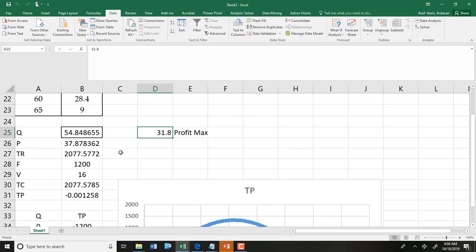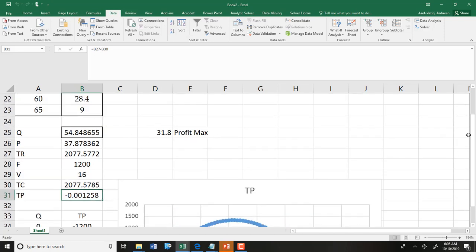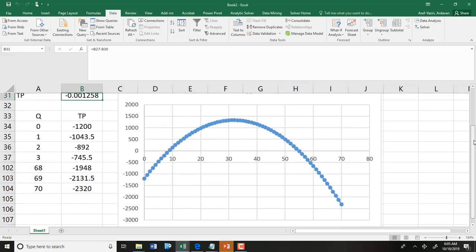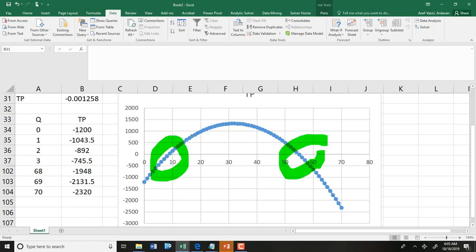So at 54.84, my total profit is very close to 0. But when I compare 54 with 31.8, I realize that the point that I have found is here, the larger one. And now I need to find this one. How do I find this one? I know it is less than 31.8.